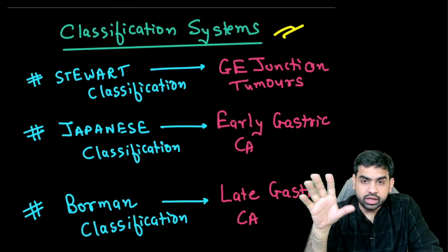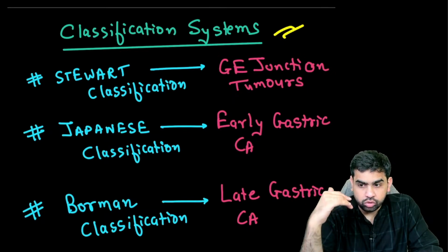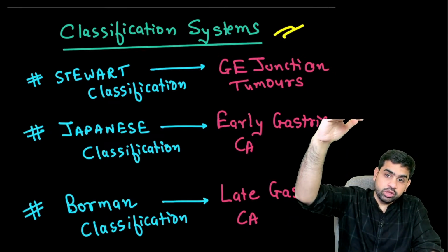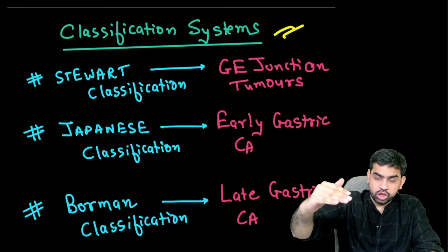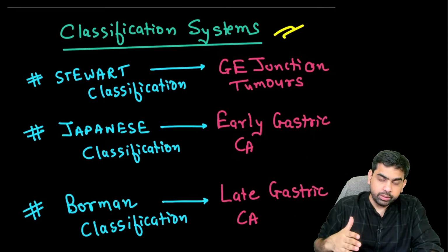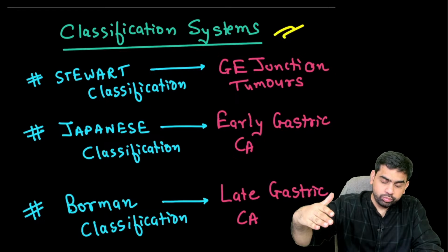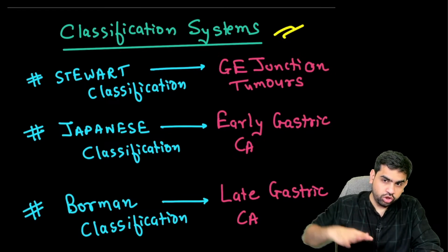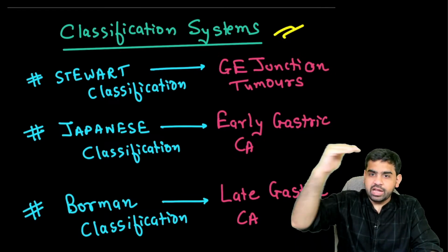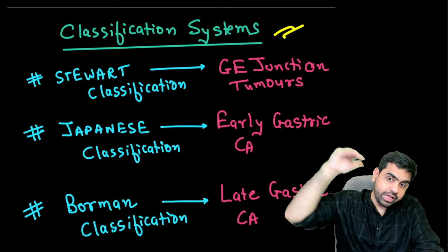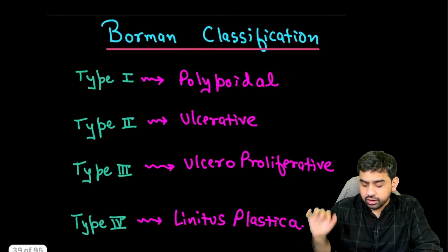So what about the Siewert classification? This is the GE junction classification. It is basically 5 centimeters to 1 centimeter above the GE junction, 1 centimeter above to 2 centimeters below the GE junction, and 2 centimeters below to 5 centimeters below the GE junction. So this is type 1, type 2, type 3. Type 1 and type 2 are treated like esophageal cancer. Type 3 is treated like gastric cancer.